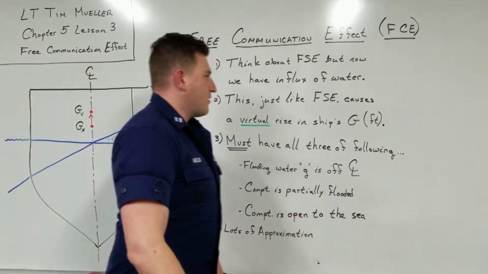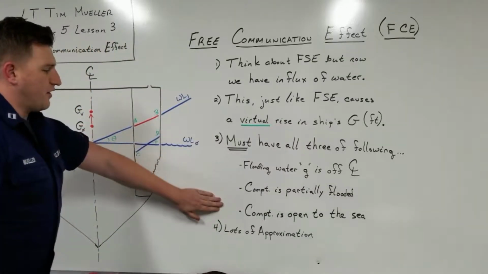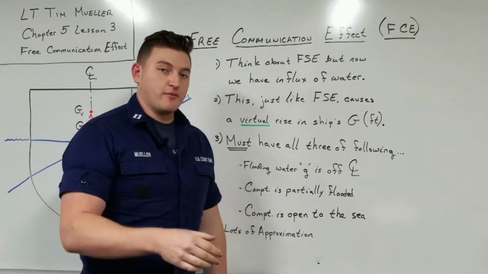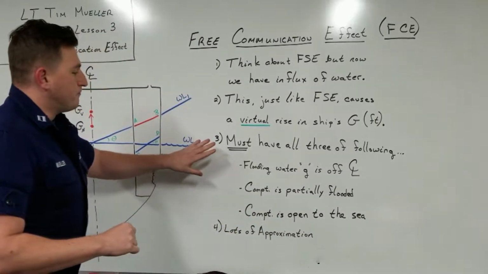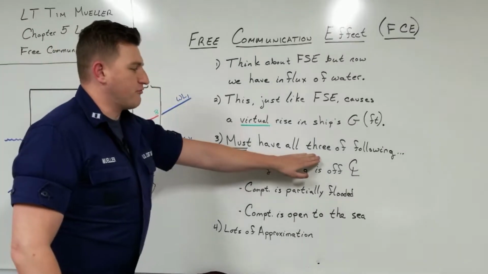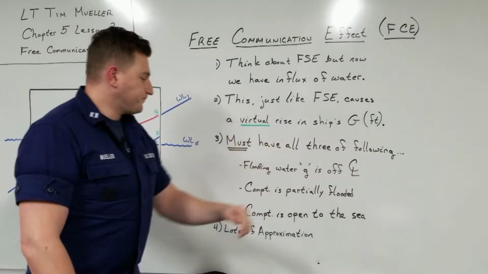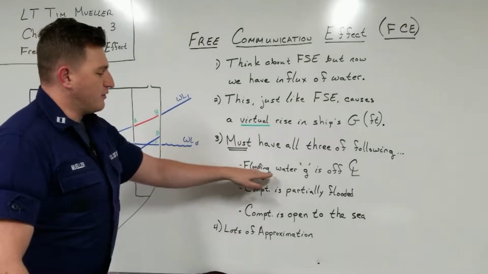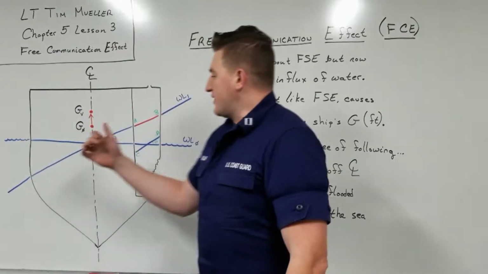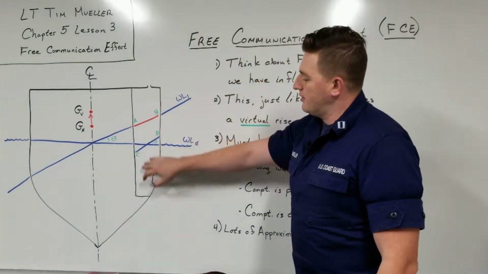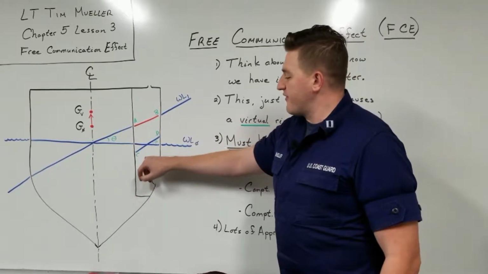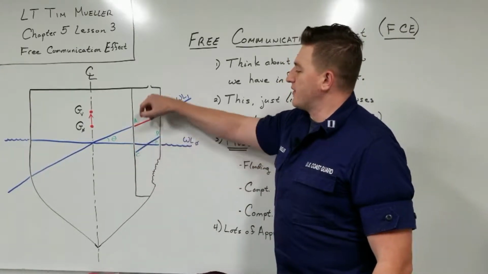Now let's move to probably the most important bullet of all of this. In order to have free communication effect, and we're going to go into the formula here in a few seconds, we must have all three of the following conditions. We have to have flooding water, center of gravity off the center line. So we see here, this compartment has a center, the flooding water always has a center of gravity right along here, right along the middle of the compartment.